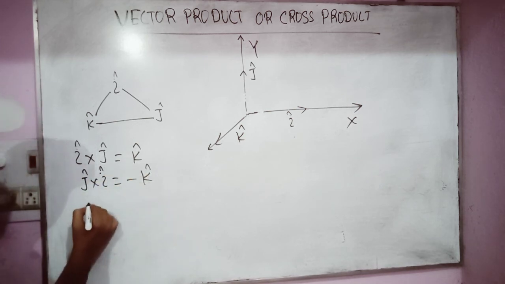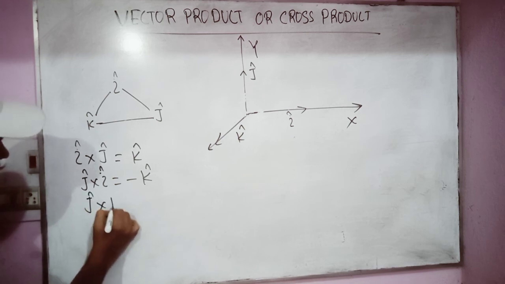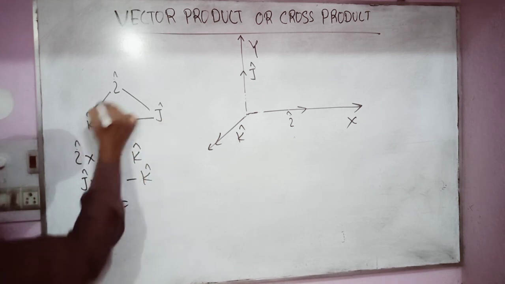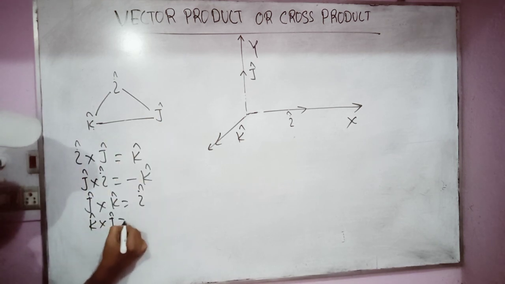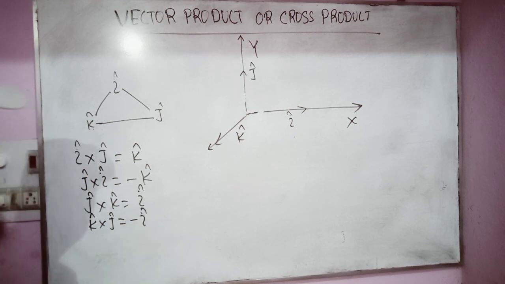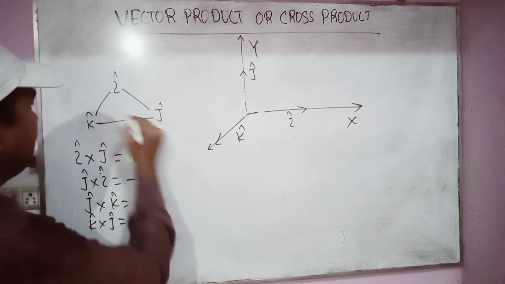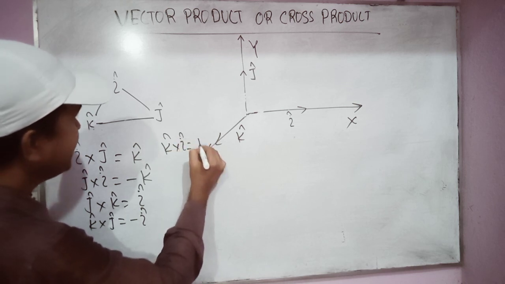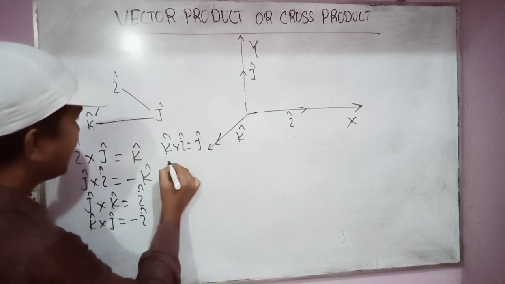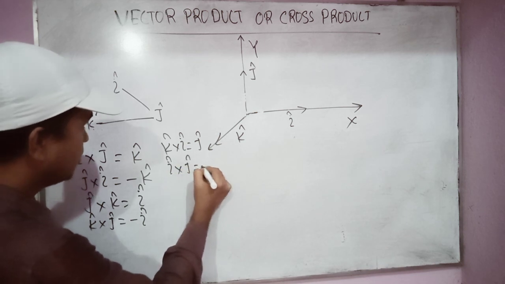Similarly, j cap cross k cap is equal to i cap, and k cap cross j cap is minus i cap, and k cap cross i cap is equal to j cap, and i cap cross k cap is equal to minus j cap.